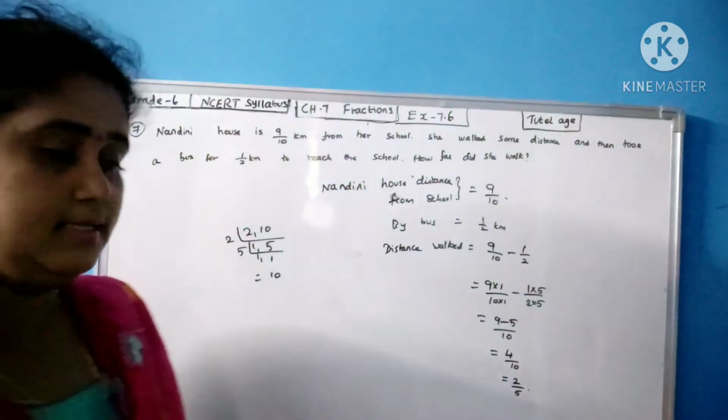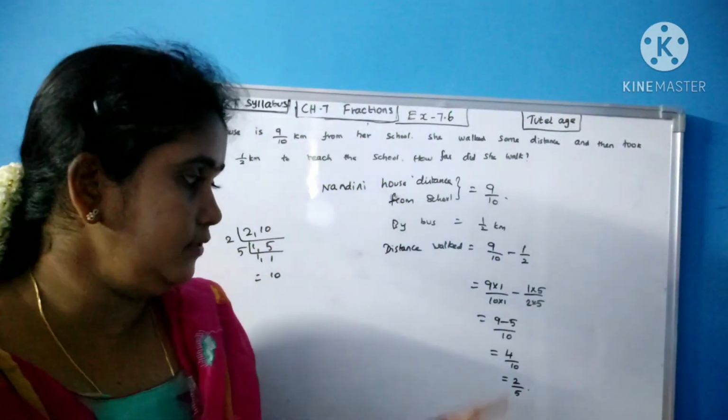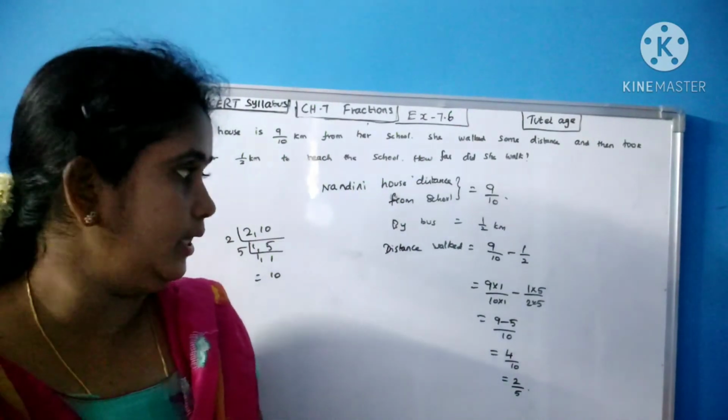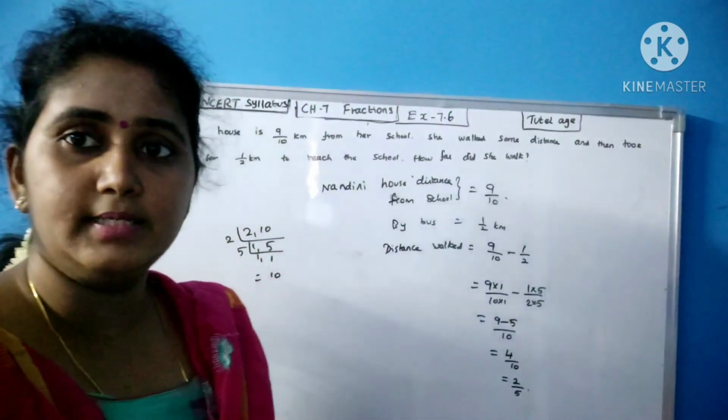Okay, 2 by 5 distance she is walking. Otherwise, 4 by 10 distance she is walking. Okay, now we will move on to the next sum.